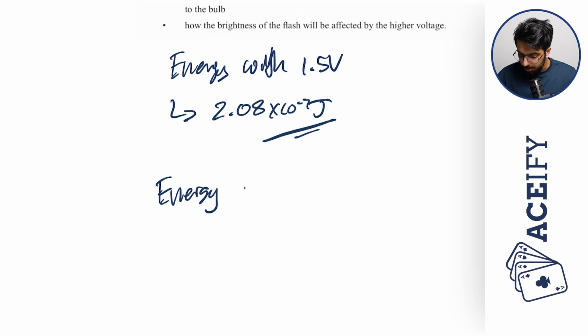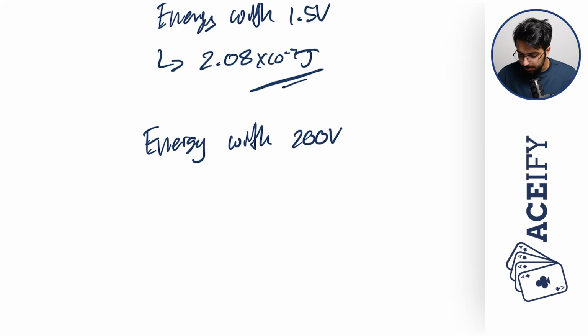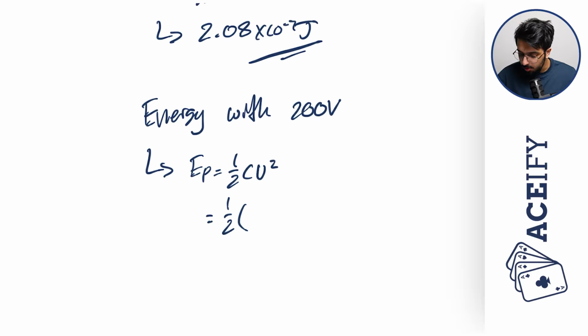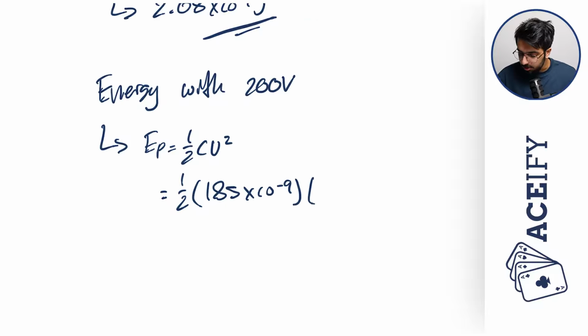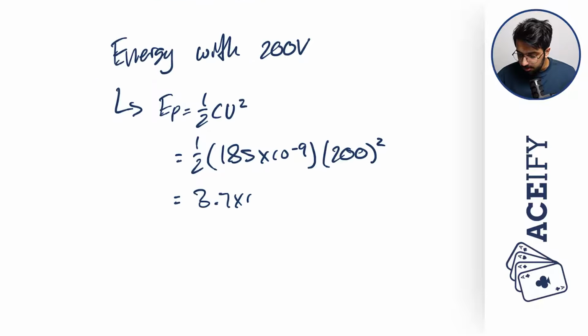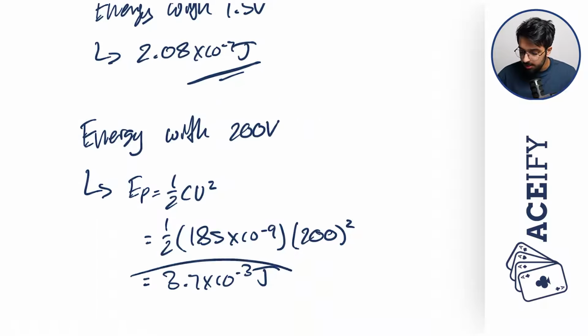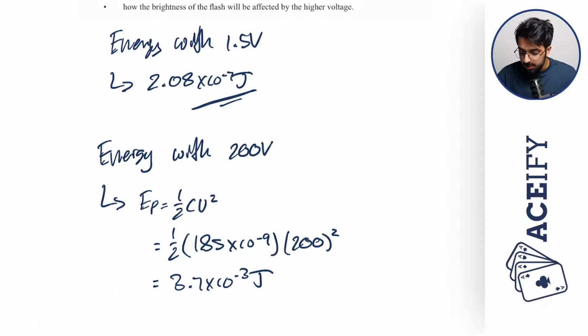And so the energy with 200 volts is given as E_P equals half CV squared. Our capacitance has not changed, so that's still 185 times 10 to the negative 9, multiplied by our new voltage, which is 200 volts squared, and that is equal to 3.7 times 10 to the negative 3 joules. And so if we compare these two energies, this energy is times 10 to the negative 7, and this energy is times 10 to the negative 3. So already we can see that with 200 volts, the energy in our capacitor is way higher.